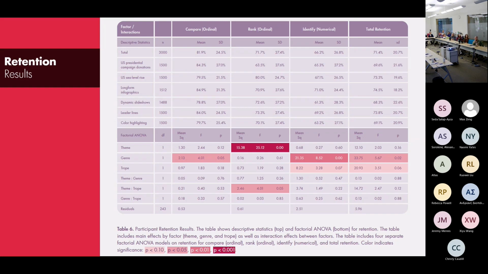I just kind of want to explain what you're looking at because it might be hard to see the numbers. So we have three different kinds of tasks in increased difficulty, and then a total retention. Those are the columns. The top half are descriptive stats. So we have the overall, and then factor one, the theme, factor two, the genre, factor three, the trope. And really the key thing are the factorial ANOVA results, which are shaded according to the significance. And so if there was a significant difference by, say, theme, it would be a particular color.